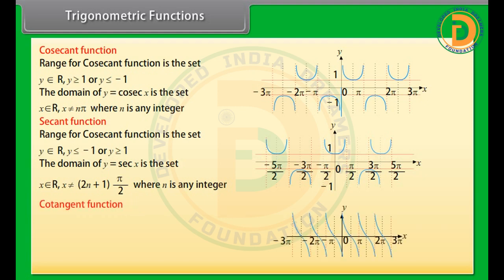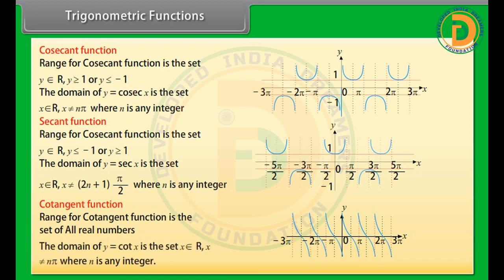Cotangent function. Range for cotangent function is the set of all real numbers. The domain of y is equal to cot of x is the set x belongs to real number, x not equal to n into pi, where n is any integer.